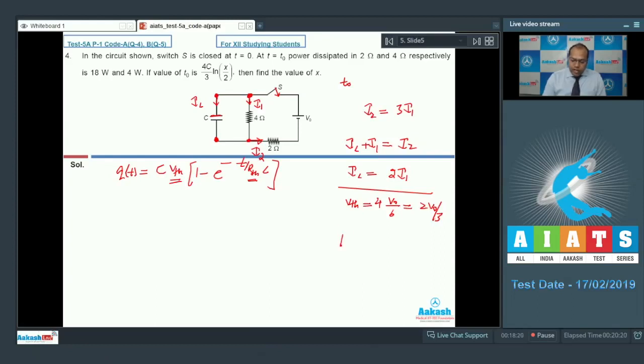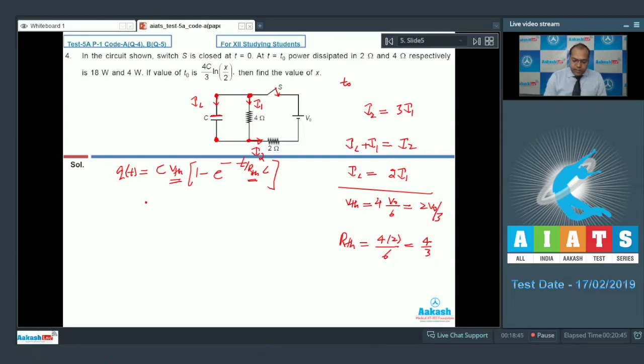And in order to calculate the R Thevenin, we have to short the battery and find out what is the resistance across the capacitor at that moment. So if I short the battery, then 4 ohm and 2 ohm are in parallel. So in that case, the equivalent resistance will be 4 into 2 divided by 6. So it comes out to be 4 by 3 ohm.